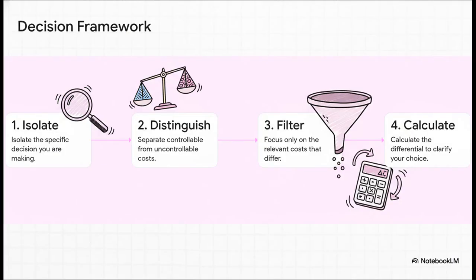Well, here it is, a simple 4-step framework you can use for pretty much any decision. Step 1, just get super clear on what decision you're actually trying to make. Isolate it. Step 2, pull out the control spectrum. Get a lay of the land. Which costs can you change and which are locked in? Step 3, apply that awesome relevance filter. Ruthlessly ignore everything that's the same between your options. And finally, step 4, calculate the differential cost. That's the number that will light up the right path. This whole process takes something that feels messy and complicated and turns it into a simple, clear choice.